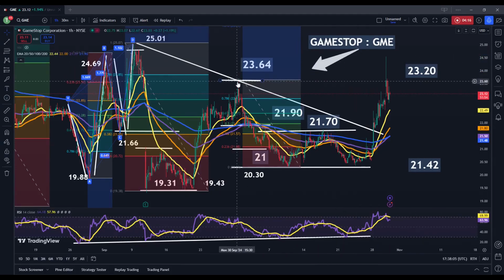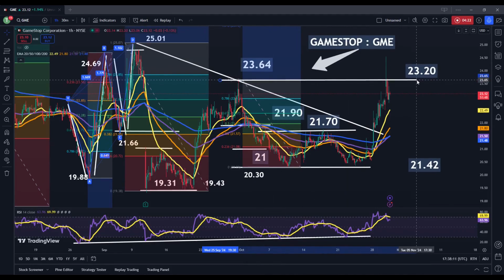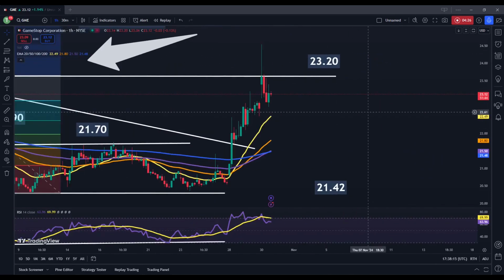So as we can see here, this is another price level we've been watching for quite some time. If we just extend this trend line here, what we can see is that we really don't have a closing period above here. So that is a little bit of a concern.